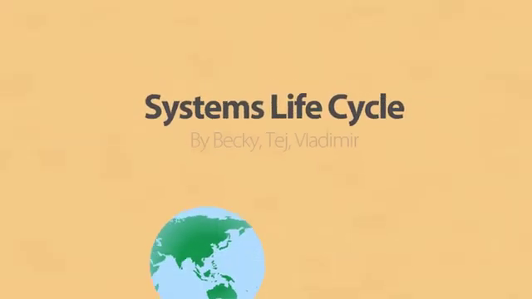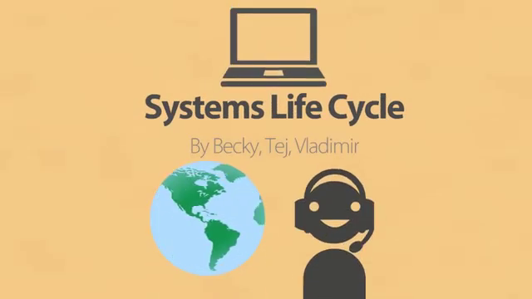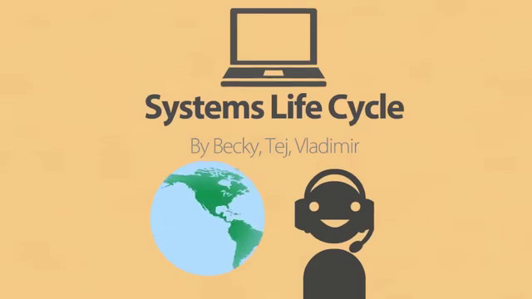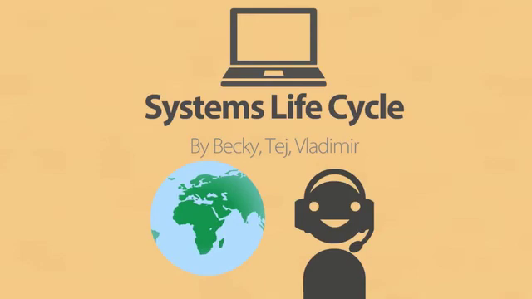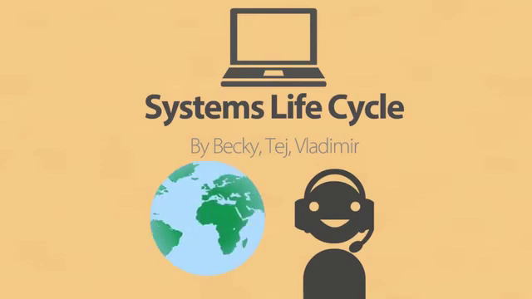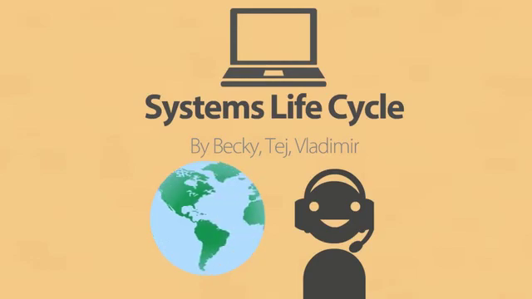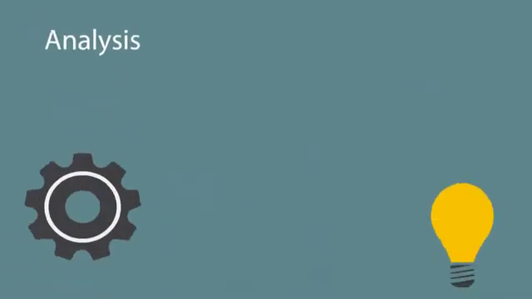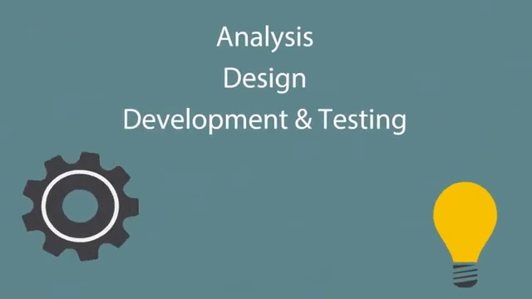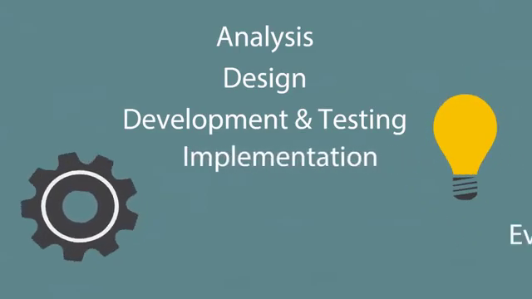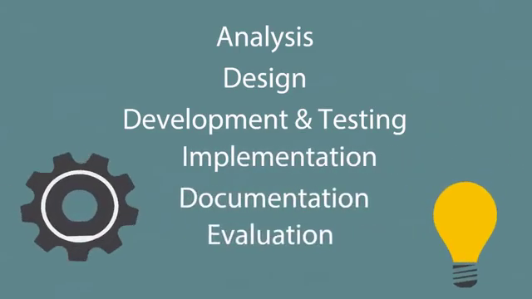The system's life cycle is a process of stages which occur during the development of a new ICT system. In this presentation, we will talk about the 6 different stages of the system's life cycle, and hopefully at the end of this, you will know a bit more on how it works. The SLC consists of the following stages: analysis, design, development and testing, implementation, documentation, evaluation.